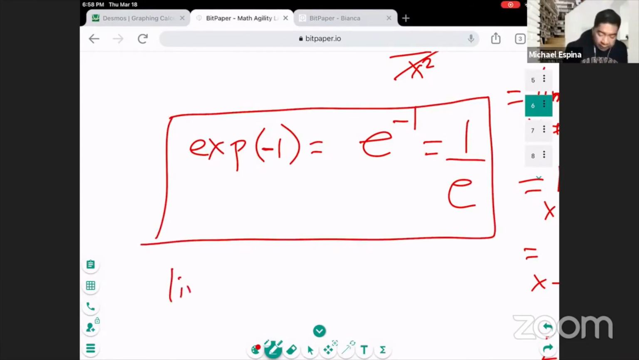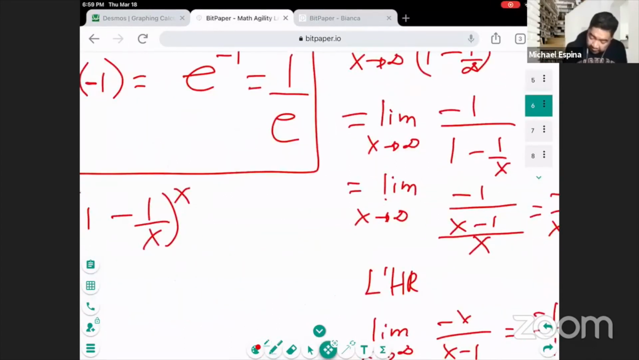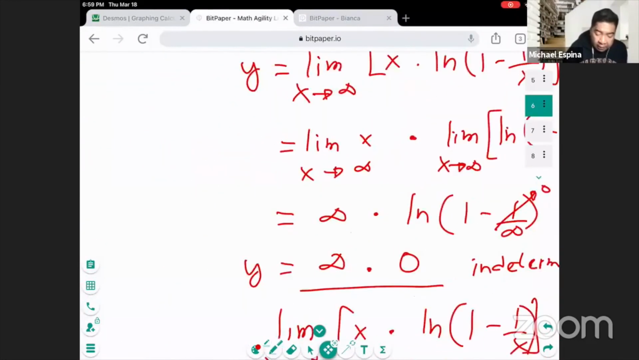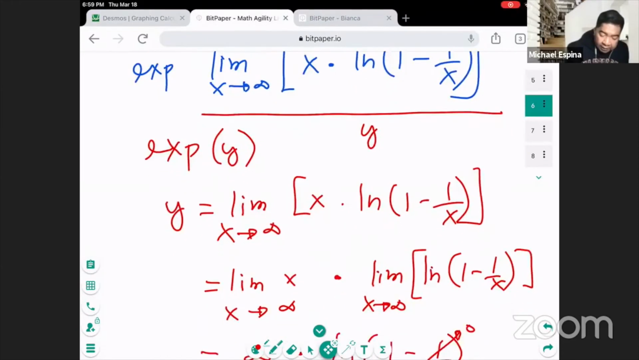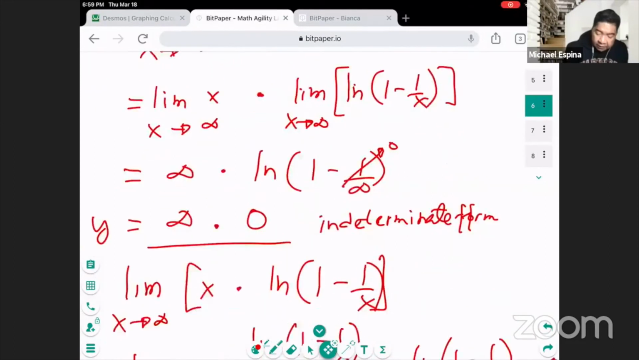For the limit of 1 minus 1 over x raised to the x as x approaches infinity. Sorry, I didn't see that here. So this is our limit. This is equivalent to your y, which we initially substituted earlier in the equation here. So we got rid of exp. We took y for this entire limit, and we tried to solve this part here, and we got an indeterminate form.